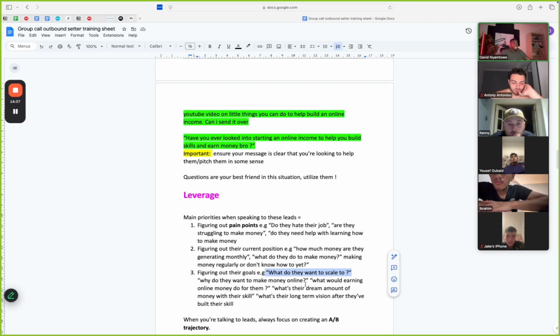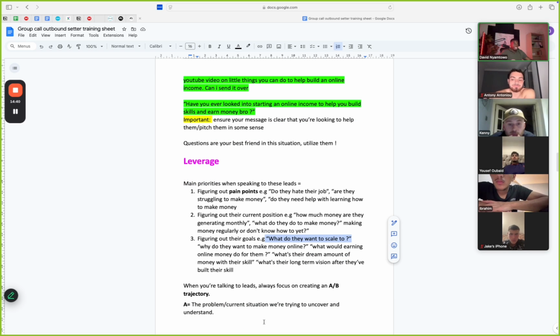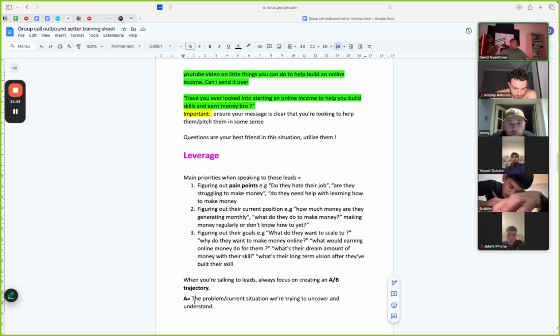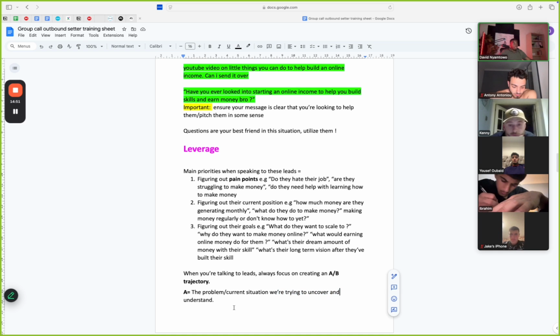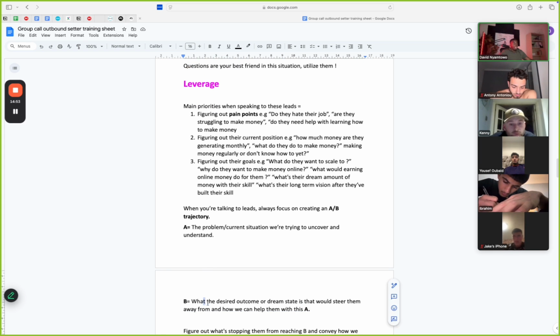You always want to make an A to B trajectory, okay? You want to make an A to B solution, specifically when you're talking to leads, okay? A is the current problem or situation. A is obviously the problem, the current situation we're trying to uncover and understand. And B is the desired outcome and the dream state that will steer them away, and how we can help them, okay? So when you're talking to them, it's like, here's where they are, hating their job or struggling with this. Say if you're helping with fitness, here is where they are.